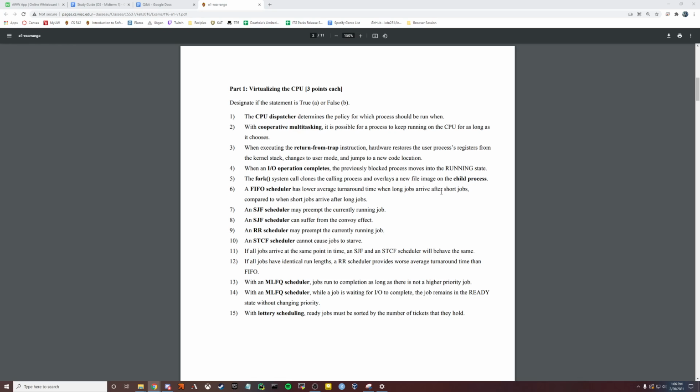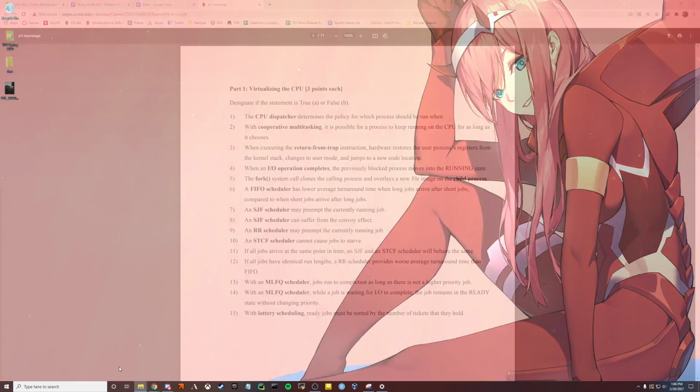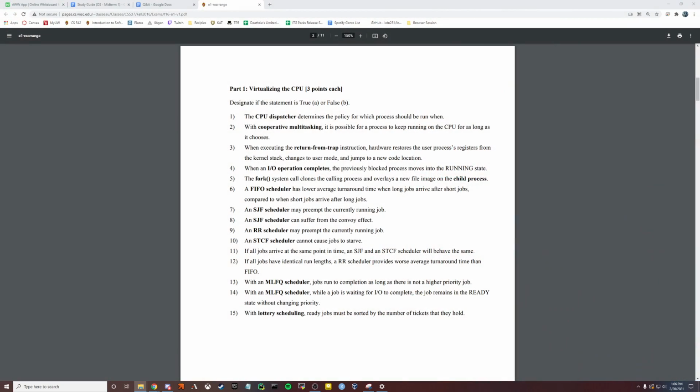Ooh, it looks like there's one of those massive questions that the professor said will definitely be on this exam. So hopefully we can get there before the 2 hour mark. Okay, so the CPU dispatcher determines the policy for which process should be run when. Actually, I don't remember learning about the CPU dispatcher. I think it's probably one of the earlier lecture notes. That's a good question. Yeah, I don't specifically remember the dispatcher.